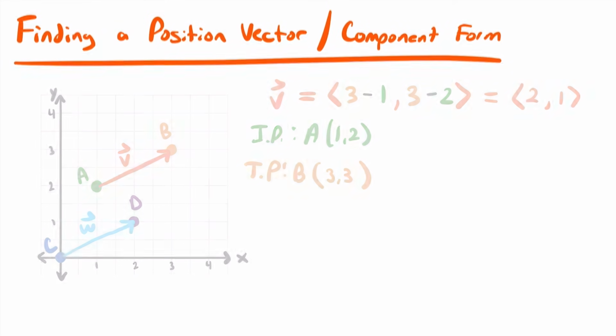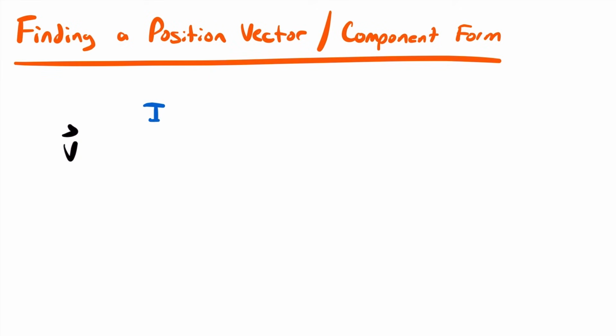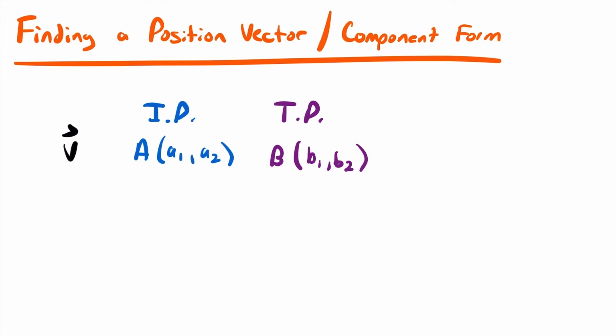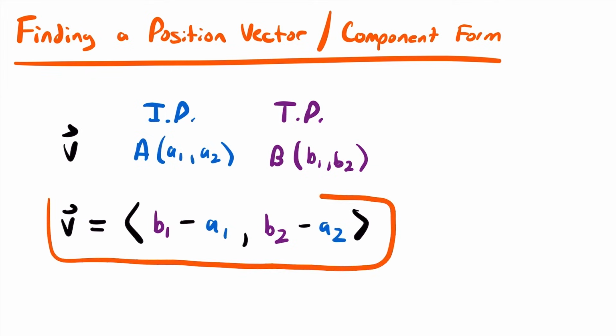Okay, so in general, if you have a vector v that has an initial point of A, which has an x and y coordinate of a1, a2, and then a terminal point of B, which has an x and y coordinate of b1, b2, then the component form of vector v will be equal to the difference of the x values for the terminal and initial point. So we'll have b1 minus a1, and then the difference of the y values for the terminal and initial point. So we'll have b2 minus a2. And that will be the component form of vector v.